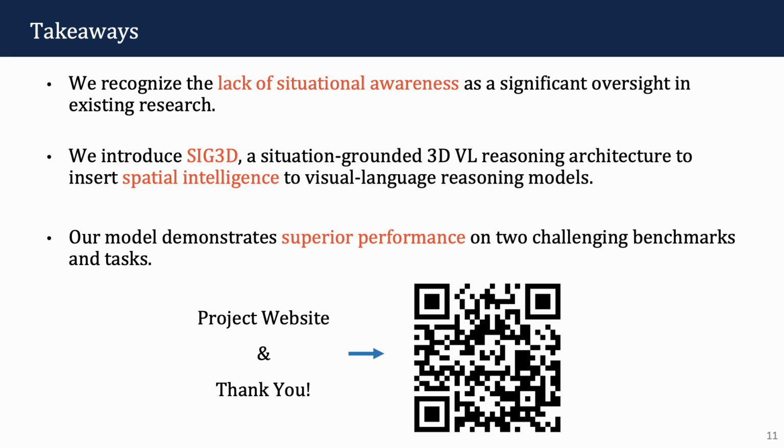in existing research and demonstrate its significance in 3D visual understanding tasks. We introduce our model SQA3D, a situation-grounded 3D vision language reasoning architecture to insert spatial intelligence to visual language reasoning models. Finally, our model demonstrates superior performance on two challenging benchmarks and different reasoning tasks.